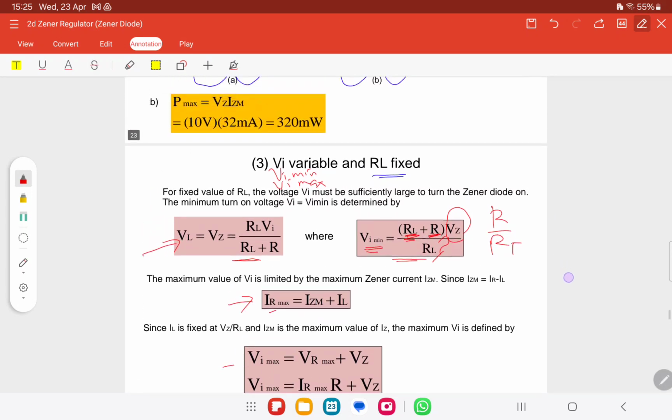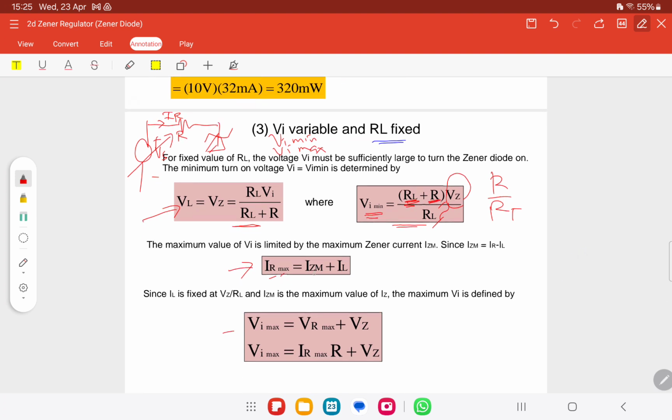Since the circuit is like this, this is the supply. So this is the Zener diode. And this is the resistor. So we vary this one. Since this is varied, it will affect the current IR. So IR can be IR max and IR min. Since here is the max, so here is max. IZM is the maximum value in the diode.